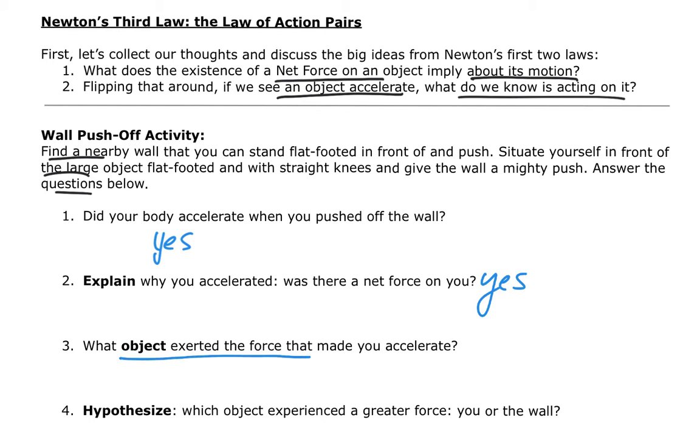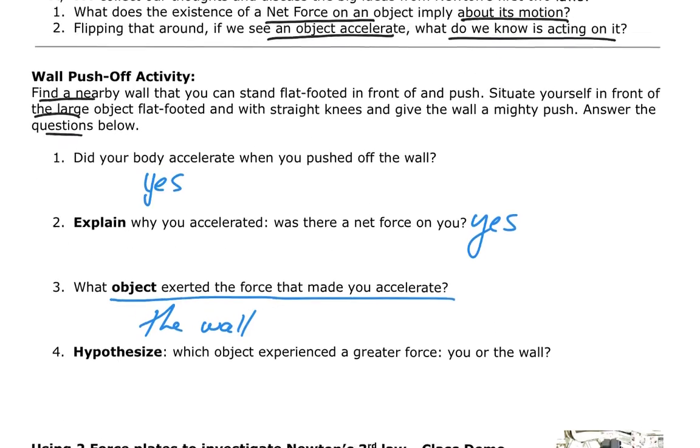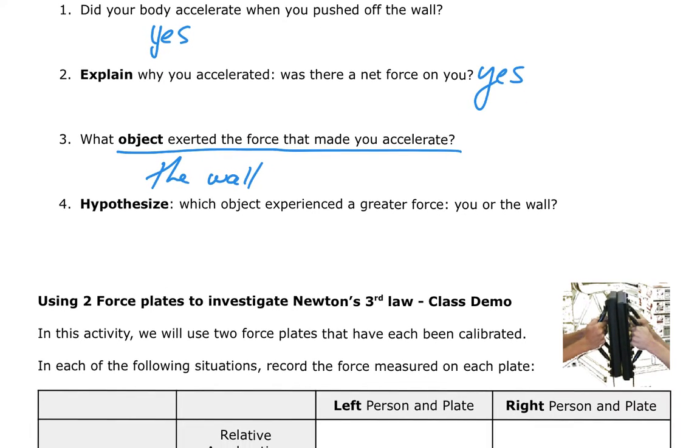So what object made you accelerate? It's the wall. The wall applied a force on you. And you might have guessed which object experienced a greater force, and you might be surprised, you and the wall both experienced the same force. Now that leads to an interesting question. Wait a minute. You experienced the same force as the wall. You accelerated. The wall didn't.